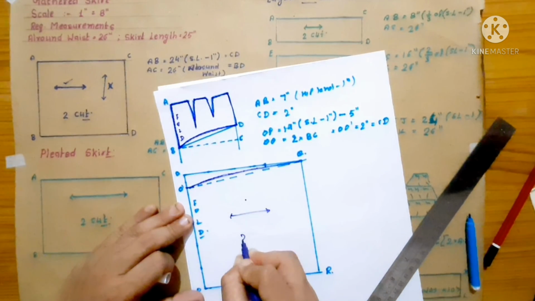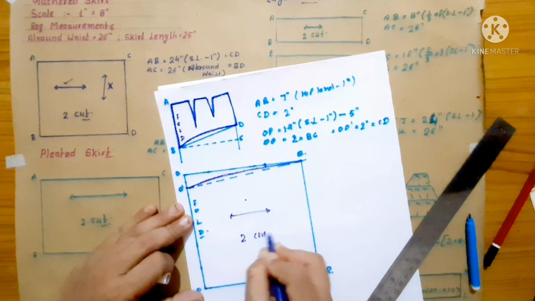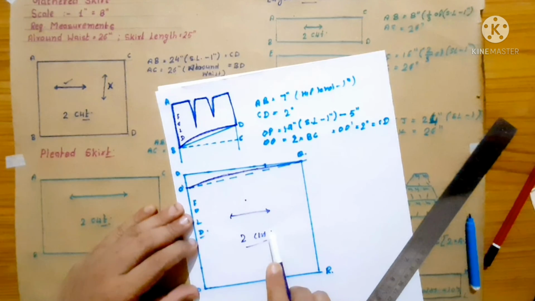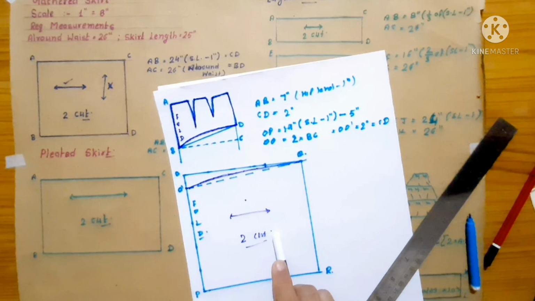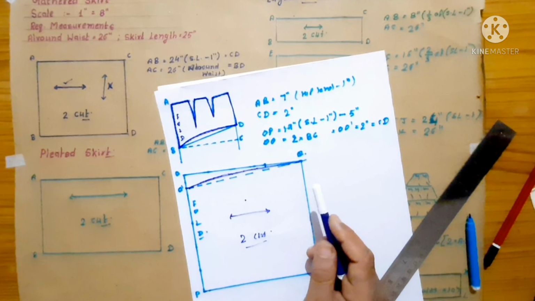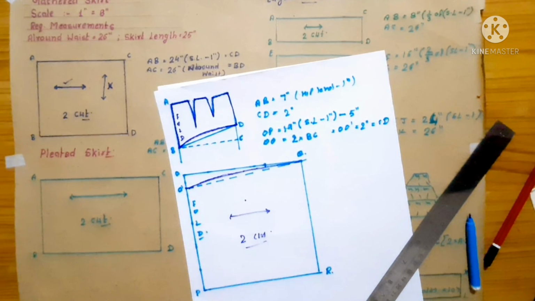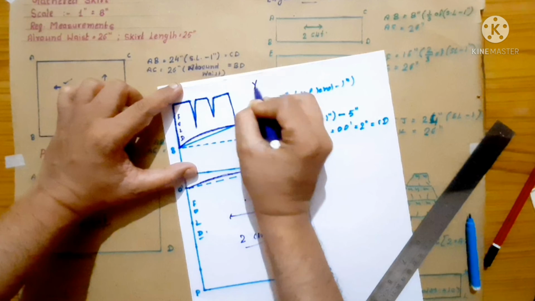The grain to cut. Depends on the back, but we are doing the front, one cut for the front. If we are giving a different shape to the back yoke, we can take the same shape at the back also, right? So this is for the yoke skirt.